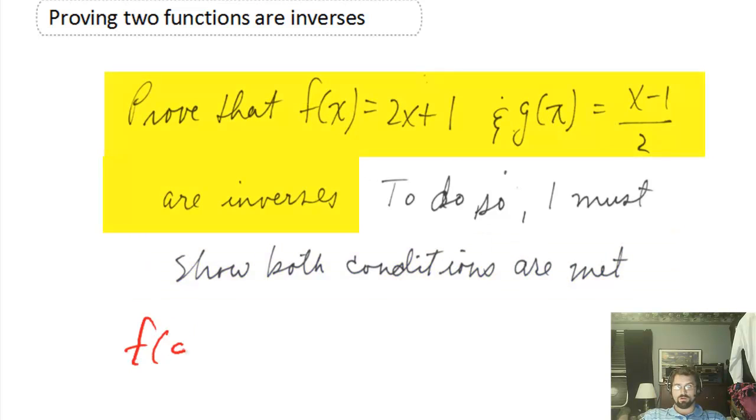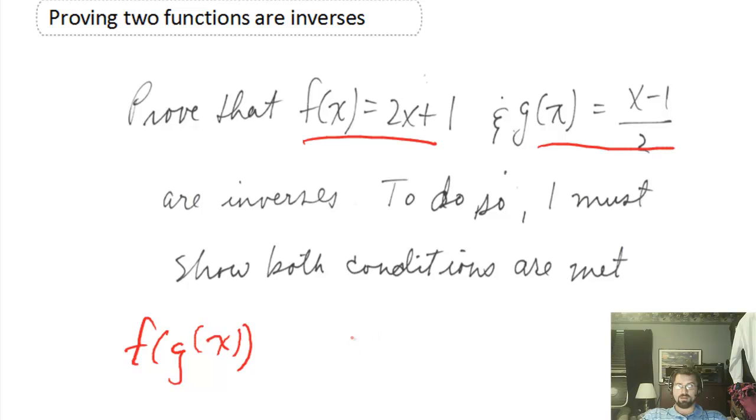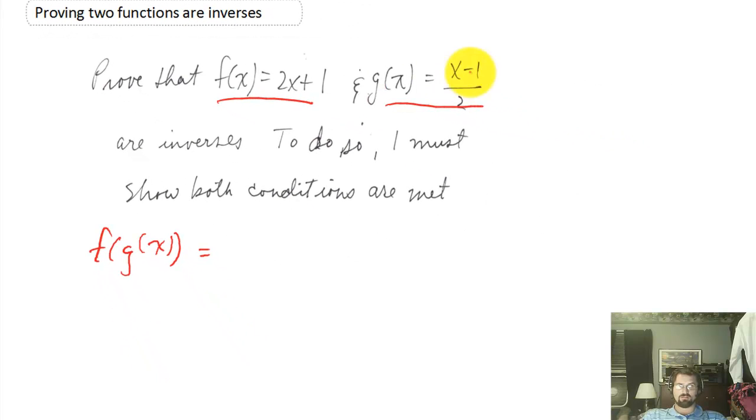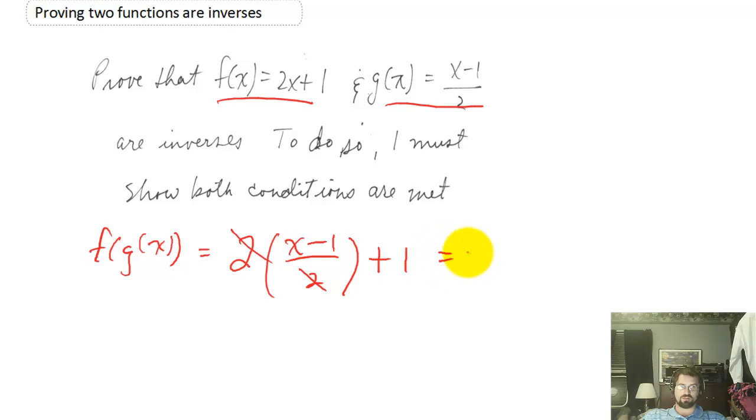So for this one, I said earlier that these two were inverses of each other, but I didn't tell you how I got that. So here we're going to prove that they are. I want to find f of g of x. That means g of x is going into f. So I'm going to take 2x plus 1, and replace x with g of x. So this function, g of x, is going in for the input of f. And you can see these cancel. We get x minus 1 plus 1, which is x.